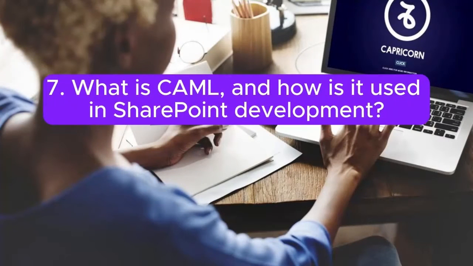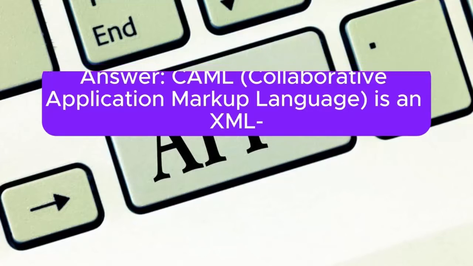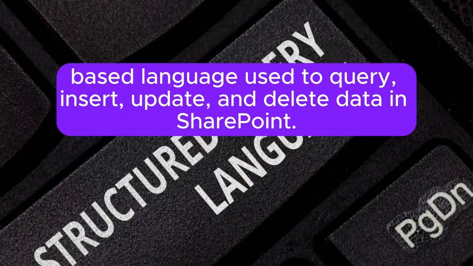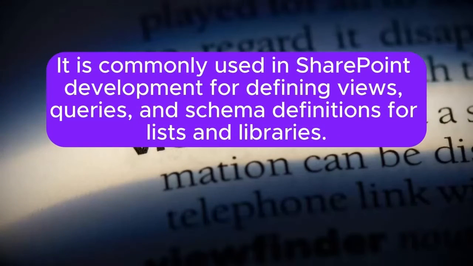7. What is CAML, and how is it used in SharePoint development? Answer: CAML, Collaborative Application Markup Language, is an XML-based language used to query, insert, update, and delete data in SharePoint. It is commonly used in SharePoint development for defining views, queries, and schema definitions for lists and libraries.